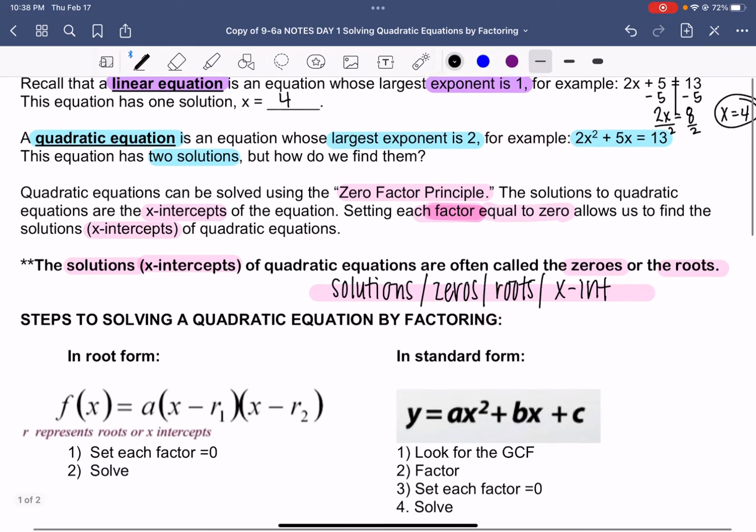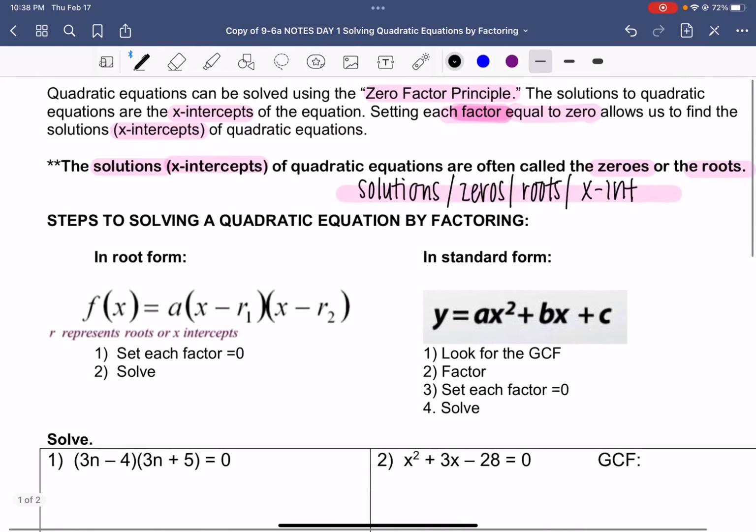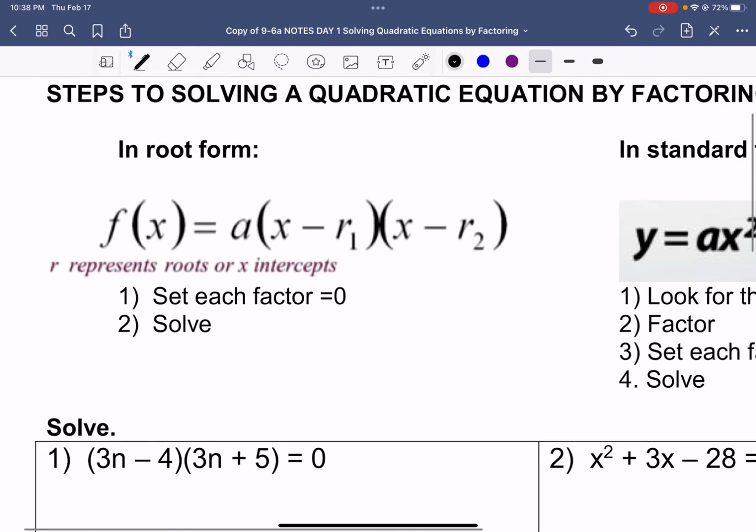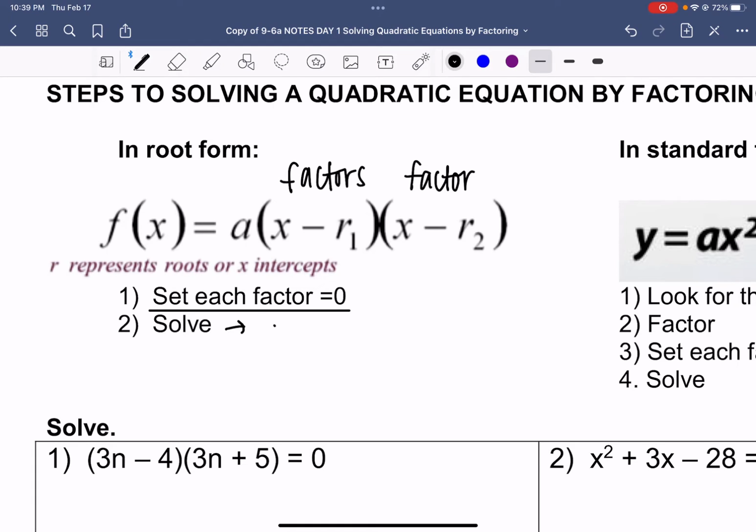Okay, so steps to solving a quadratic function by factoring. If it's in root form, meaning that it already gives you the factors, that's case number 1. You set each factor to 0 and solve.